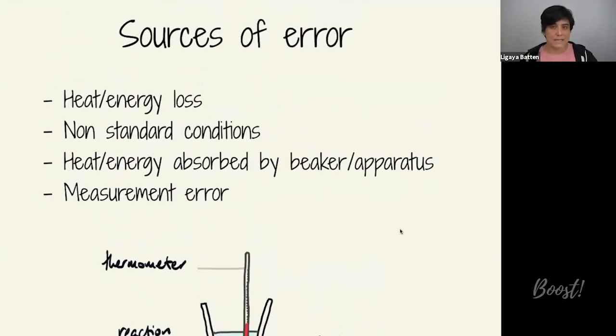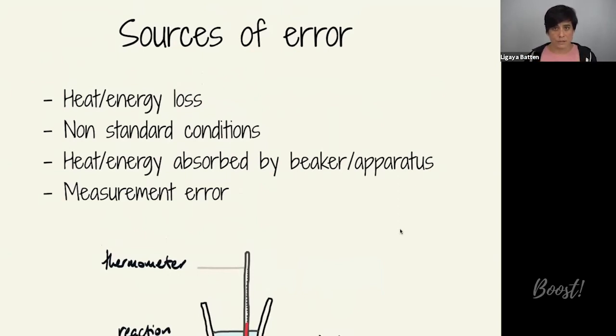A completely separate source of error would be non-standard conditions, as we were talking about. If we were comparing our experimental value to data book values for standard enthalpy change of neutralization, then if we had non-standard conditions, perhaps slightly warmer temperature than room temperature or 25 degrees centigrade, or perhaps colder temperature, then we may not get the exact value that we would expect.